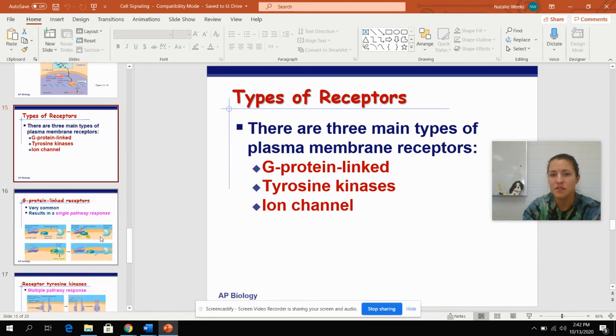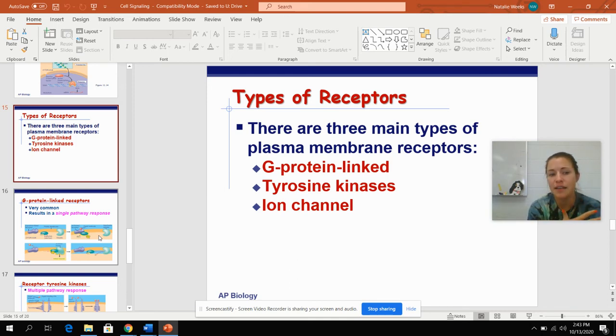For us, these types of receptors are not going to be super important, but you might see them in certain readings. So know that there are three main types of plasma membrane receptors: a G protein, a tyrosine kinase, and an ion channel. The two most important ones that we're going to talk about are our G proteins and our ion channels. Ion channels are specifically with nerves. We're going to talk quite a bit about those. G proteins are the example that I gave already.